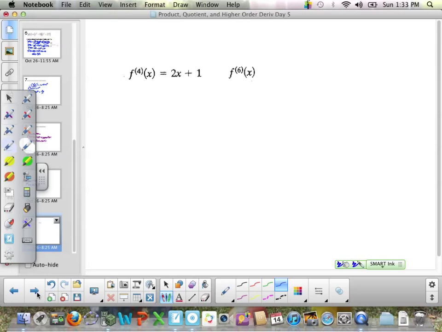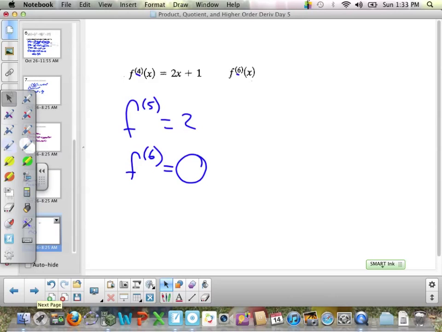And finally, if we have the fourth derivative, once you get to a certain point, you just stop making little hash marks because it gets to be messy and hard to read. So if we have the fourth derivative and we want to find the sixth derivative, it's quite simple. We must go through the fifth derivative. Right? So first we find the fifth derivative, and that would be 2. And then our sixth derivative, well, the derivative of a constant is 0. So our sixth derivative is 0.